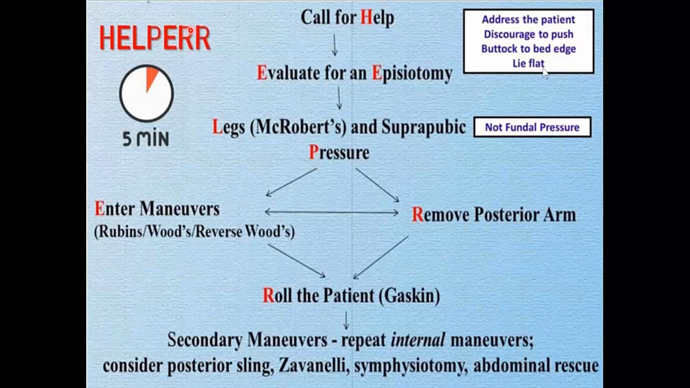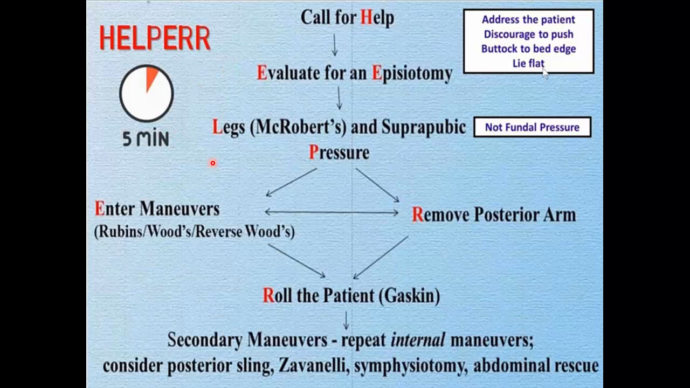And the first R is for remove of the posterior arm, so delivery of the posterior arm, and the second R for the roll. So you should roll the patient and repeat all the maneuvers. So this is also shoulder dystocia management.